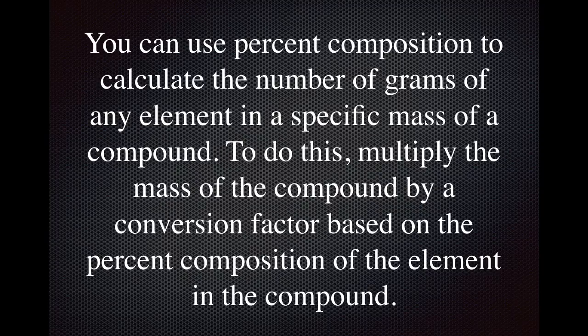It says right here, you can use a percent composition to calculate the number of grams of any element in a specific mass of a compound. To do that, you need to multiply the mass of the compound by the conversion factor based on the percent composition of the element in the compound, which is again equivalent to 1. What I mean by that, that's kind of weird, right? It's wordy, but here you go.